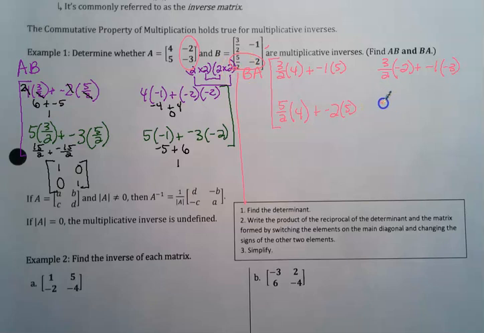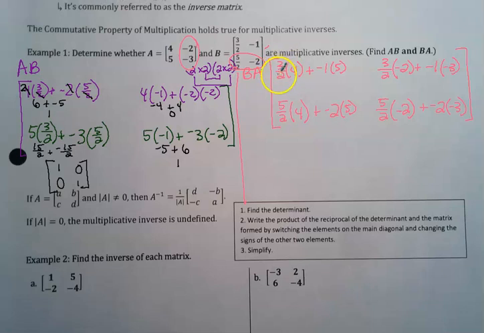So 5 halves times negative 2, right, plus negative 2 times negative 3. And I'll close it up. Okay. Oh, that just took a minute to get figured out.